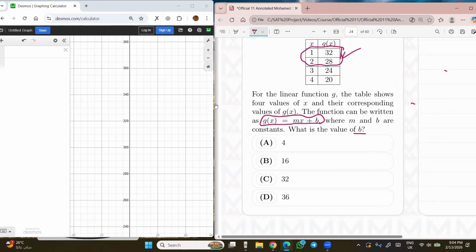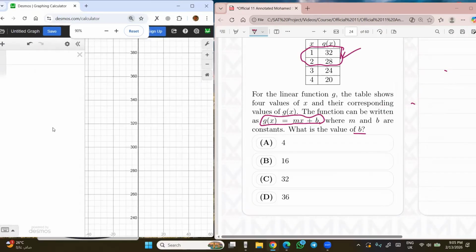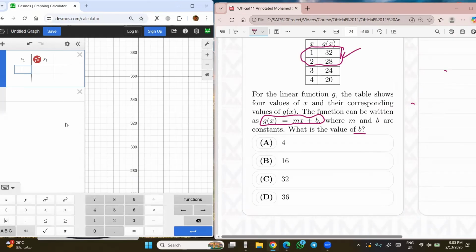Here you can click on this plus sign and choose the table. Let's make it a little bit wider. Let's zoom in to see everything. Click on this plus sign and choose table. And write the numbers: 1, and go to the right, write 32. Get down, write 2 and 28. That's enough. And then go to this sign here.